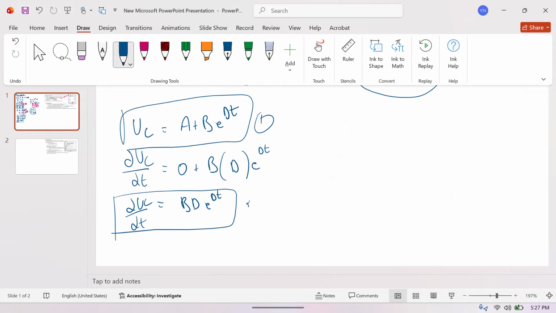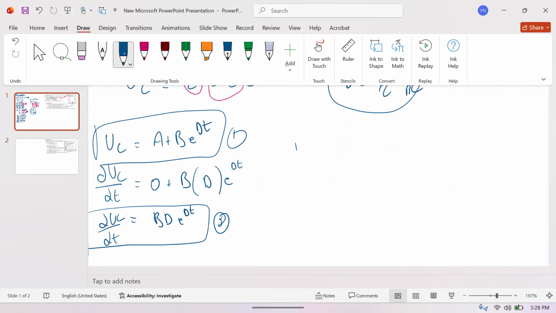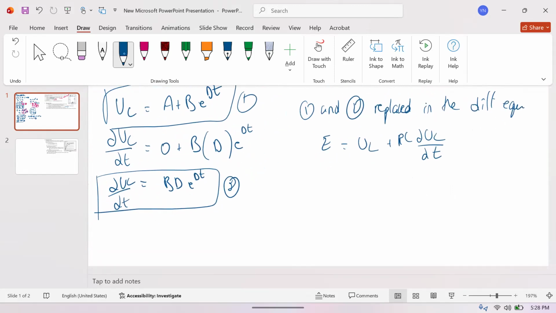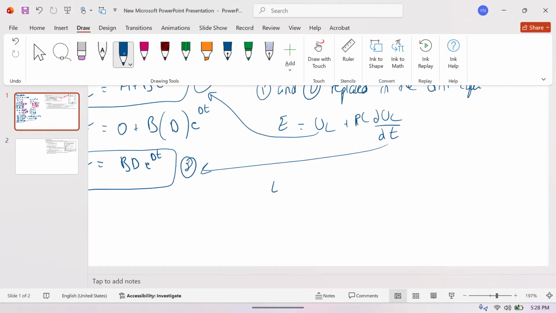Now, since I got the derivative, and I have the solution from the given, these are expressions 1 and 2, let's say. We have to replace 1 and 2 in the differential equation. And what is my differential equation again? E equals UC plus RC duc over dt. Okay, so UC should be replaced by 1 and duc over dt by 2. What do we get? E equals UC, which will be replaced by its value, A plus B e^(dt), plus RC, which will be kept.